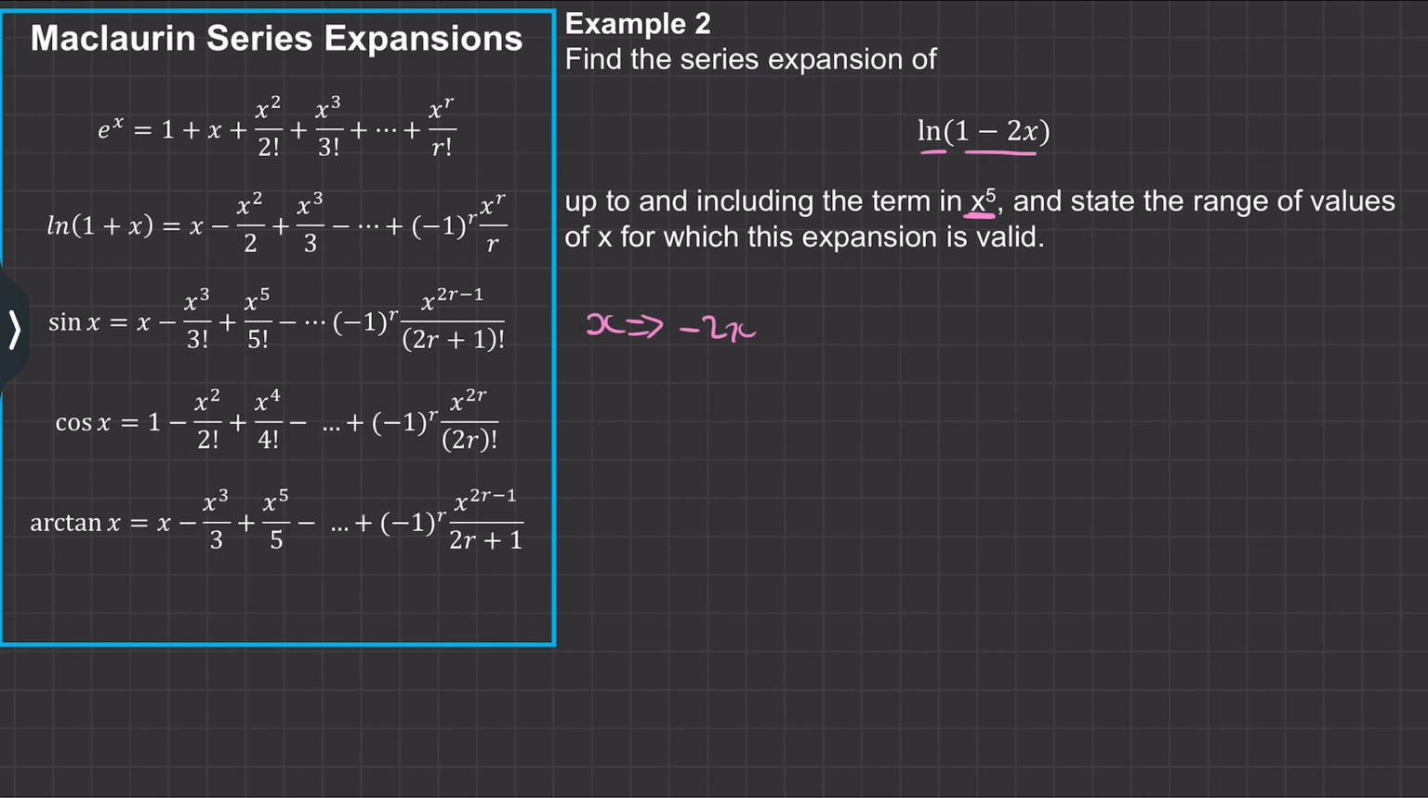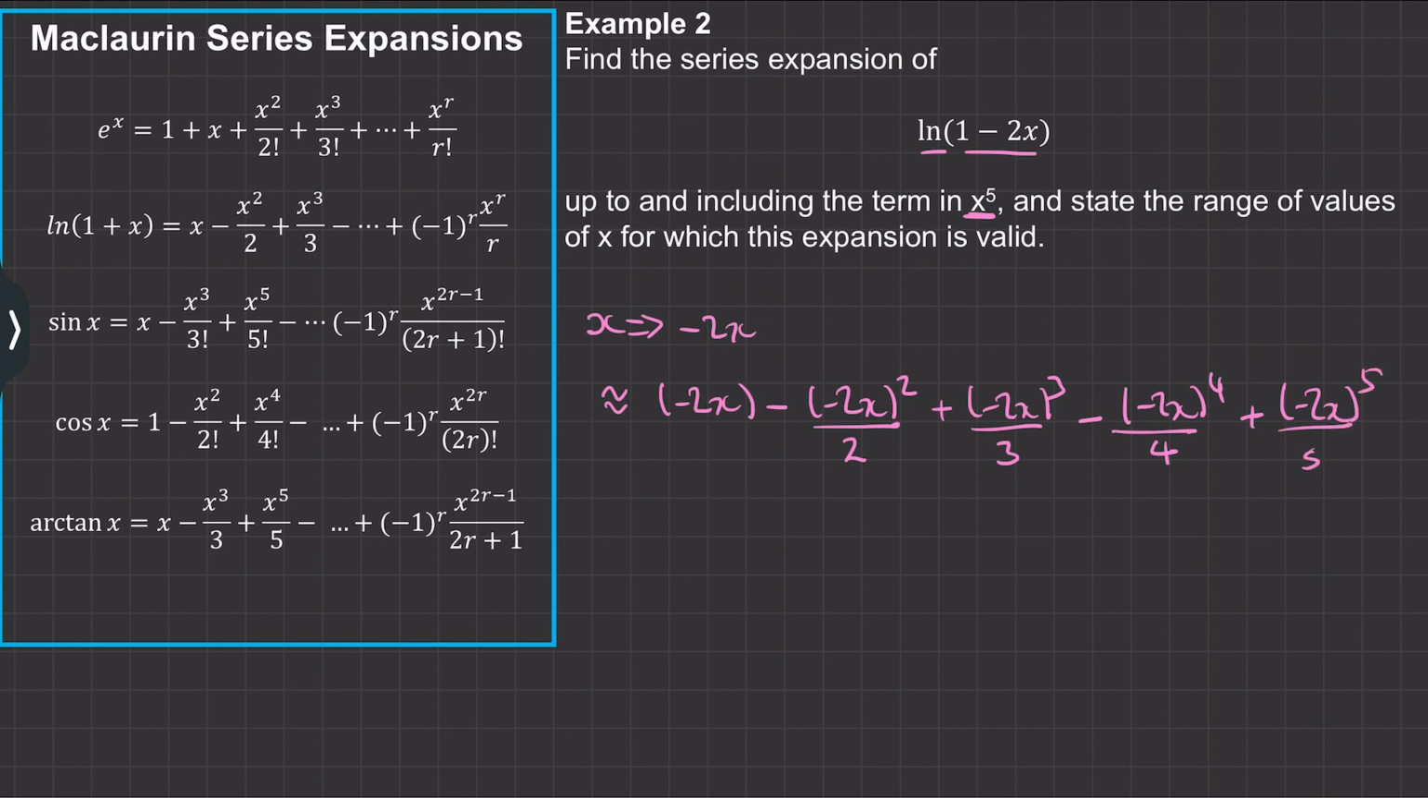So we have this approximately the x term, so that becomes negative 2x, minus this x squared becomes minus 2x all squared over 2. This x cubed becomes plus negative 2x cubed over 3. And then the next term will be minus 2x to the 4 over 4. And then we've got plus negative 2x to the 5 over 5.